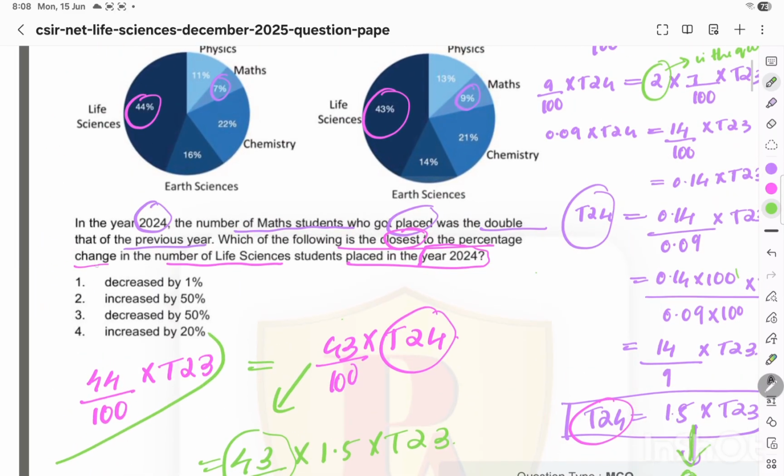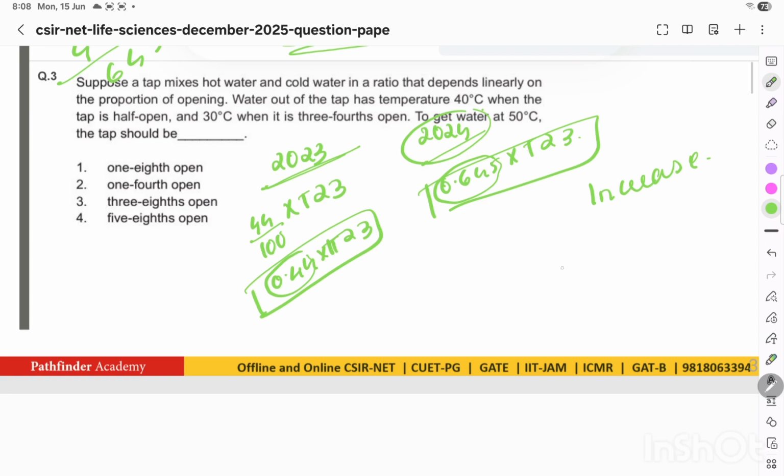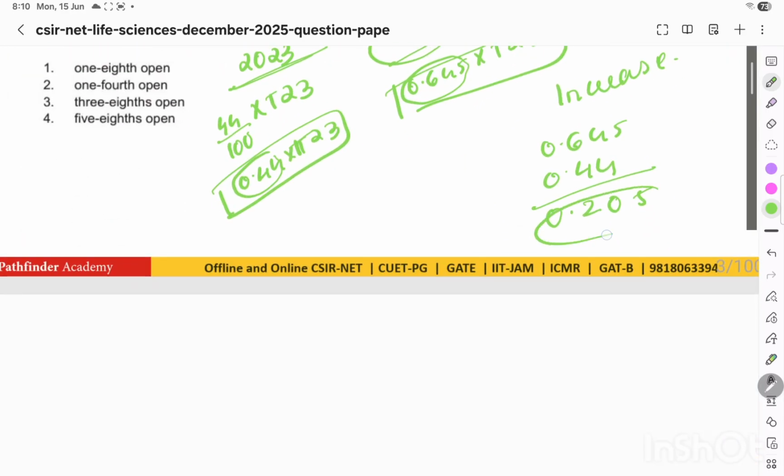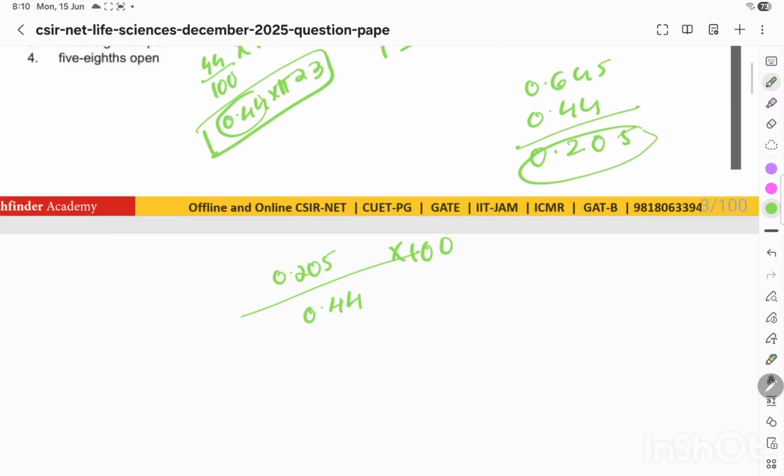The question asks for the closest percentage change in the number of life science students placed in year 2024. We know that there is an increase, so we cut the decrease options. Then we find the difference of 0.645 and 0.44, and we get 0.205. Percentage change is compared with 2023, so we take 0.205 divided by the 2023 number, 0.44, into 100.